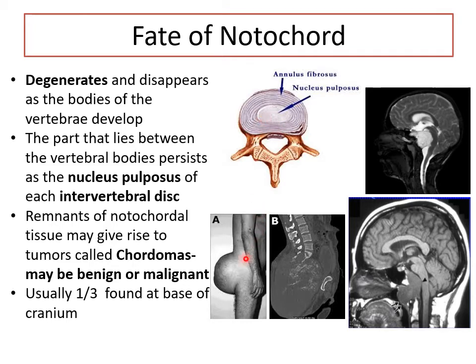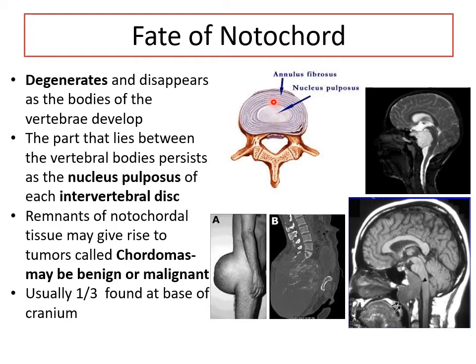So what happens is once the vertebral column is formed, most of the notochord will degenerate and disappear as the bodies develop, but only the part of it that lies between the vertebral bodies persists as part of this intervertebral disc. So the nucleus pulposus of each intervertebral disc represents the original remnant of the notochord. Otherwise, it's supposed to disappear.